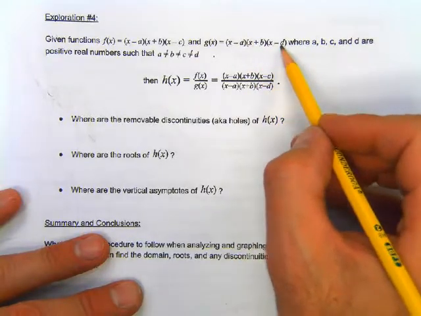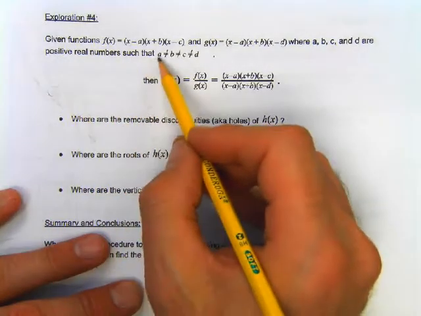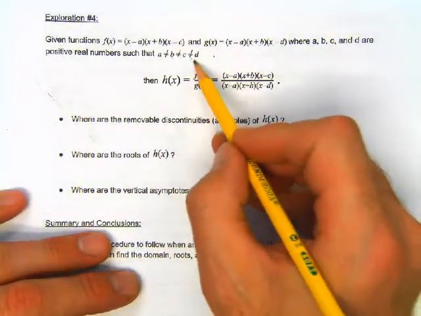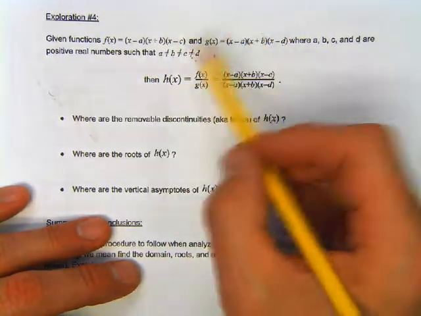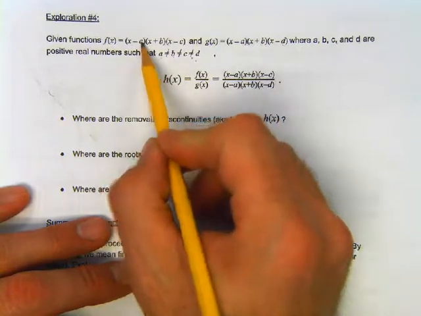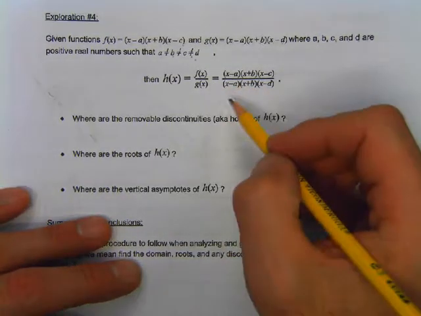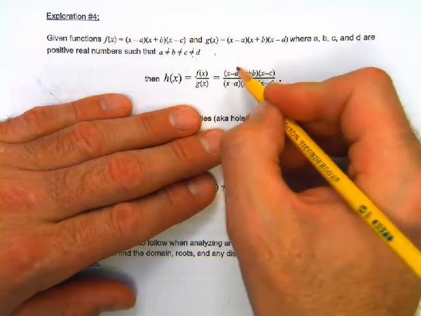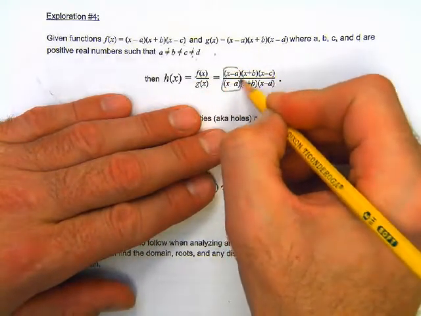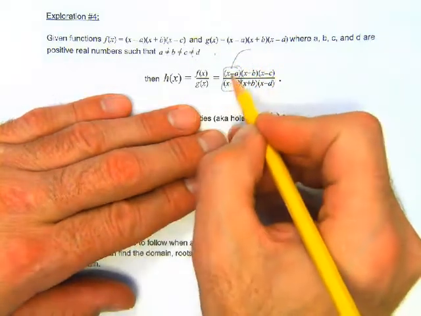And we have this function f of x, which is x minus a, x plus b, x minus c, and g of x, which is x minus a, x plus b, x minus d, where a, b, c, and d are positive real numbers, and a does not equal b, does not equal c, does not equal d. Now this looks different because it has all letters instead of variables and numbers. But you can imagine that a, b, c, and d are just numbers like 1, 2, 3, and 4. We've just called them letters.